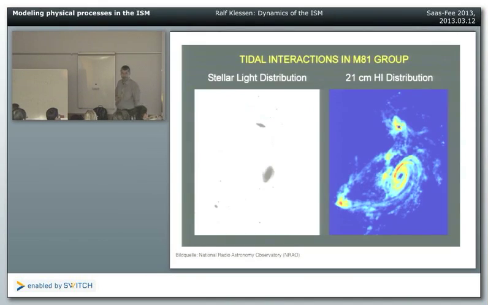We can also use that for extragalactic observations, and we see that the gas extends over much, much wider radii than the stars. So this is the stellar light distribution of a tidally interacting group in M81. And you see that if you look at the HI, the 21 centimeter emission, you see that these four little things are connected by large tidal streams. And this one is not visible at all in optical wavelengths. This is just a starless HI blob of gas. So this is an important tool of learning about the gas dynamics on galactic scales.